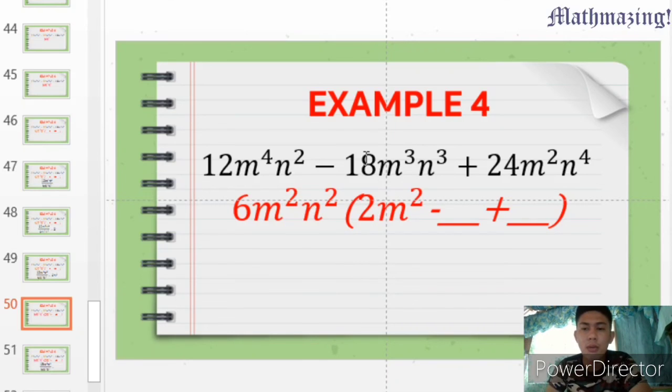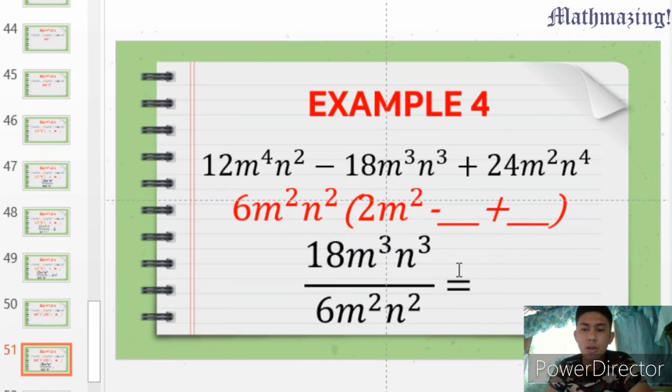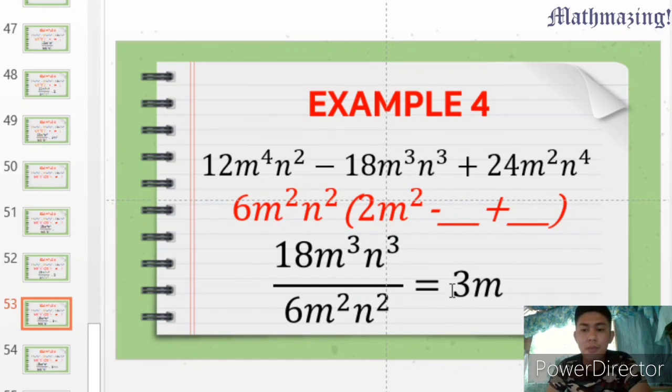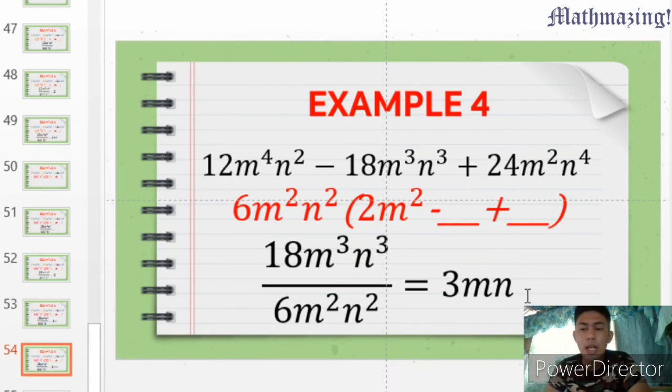Second blank natin, we have 18m cubed n cubed divided by 6m squared n squared. So 18 divided by 6, the answer is 3. M cubed divided by m squared, the answer is m raised to 1, or m. Then n cubed divided by n squared, the answer is n raised to 1, or n. Ayan, so ito yung ilalagay natin ngayon doon sa ating second blank.